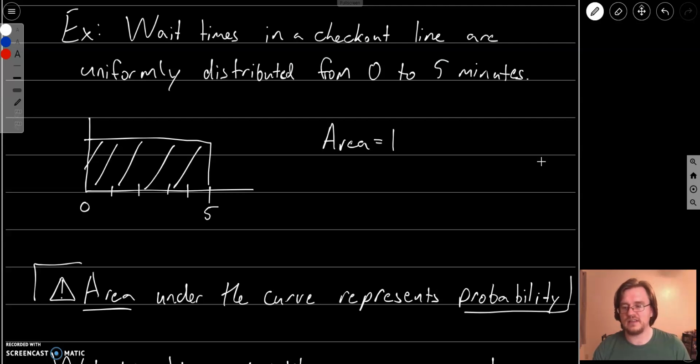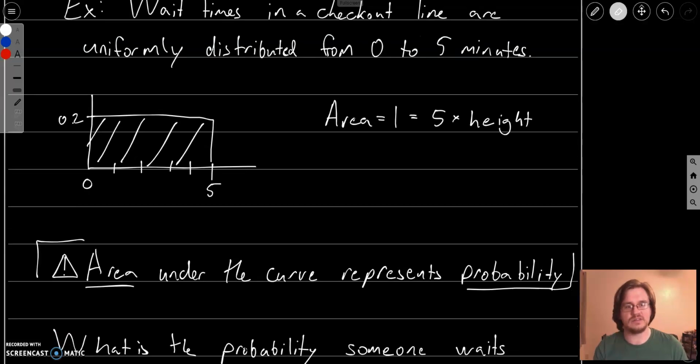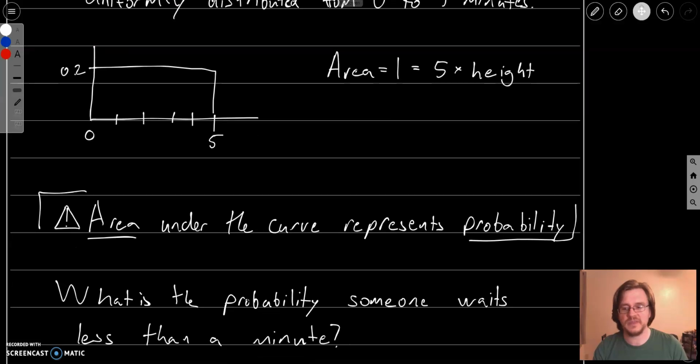Well, the length of the rectangle is 5. We can see that it stretches from 0 up to 5. 5 times the height of this graph has to be 1, so the height is going to be 1/5, or 0.2. And we're going to use this a lot. Let's look at some examples of how we might use this. Let me erase some of these lines for a second. I'll come back and use this graph.